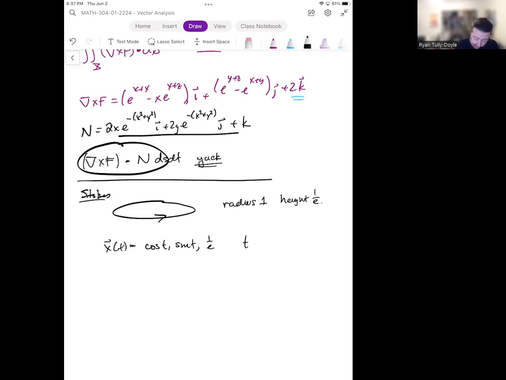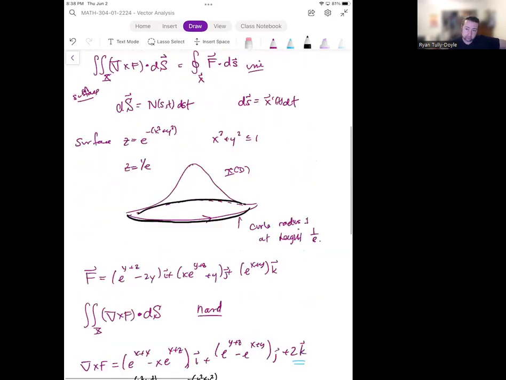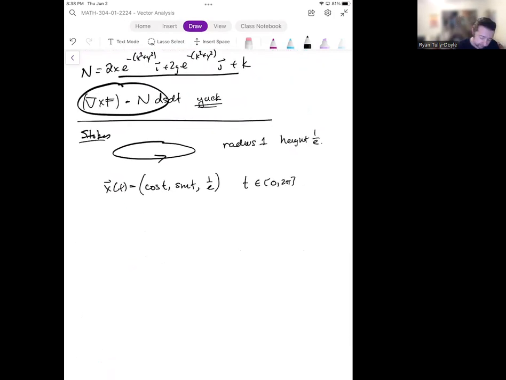Where t goes from 0 to 2 pi. And that will parameterize the path. So what we've done is we've thrown away the surface, and now we're just looking at the boundary. Okay. So we reduce this surface integral into a line integral, and we think, I can do it now. Stokes theorem says I can do this.